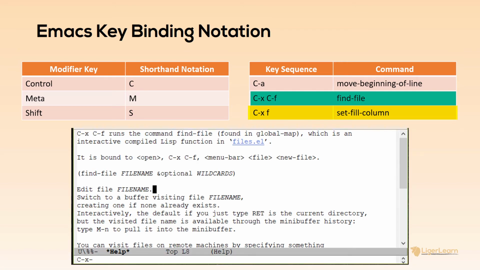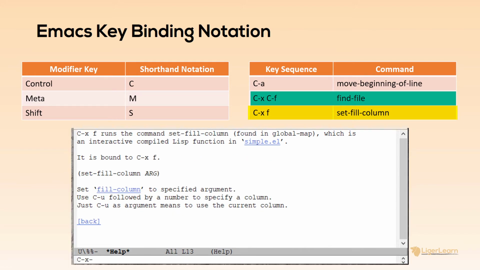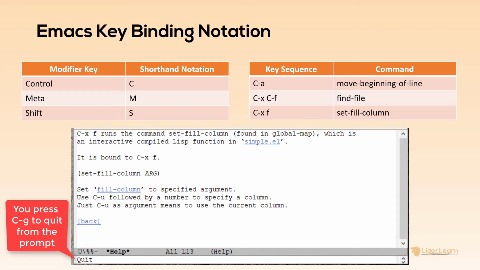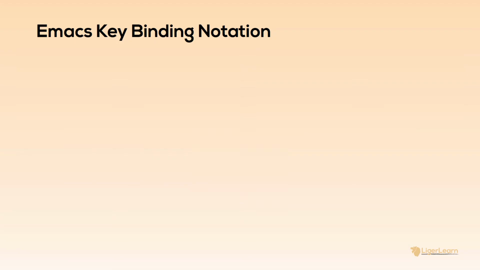So, after entering the Ctrl X prefix, if you hold Ctrl down and press F, it will run the find file command. However, if you don't hold Ctrl down and just press F, it will run the set fill column command. As a beginner, you will probably make mistypes like this until you get used to the way in which you enter key sequences within Emacs. Don't worry, when you accidentally run the wrong command, you can usually just undo it or press Ctrl G to quit. Let's move on to the meta modifier.